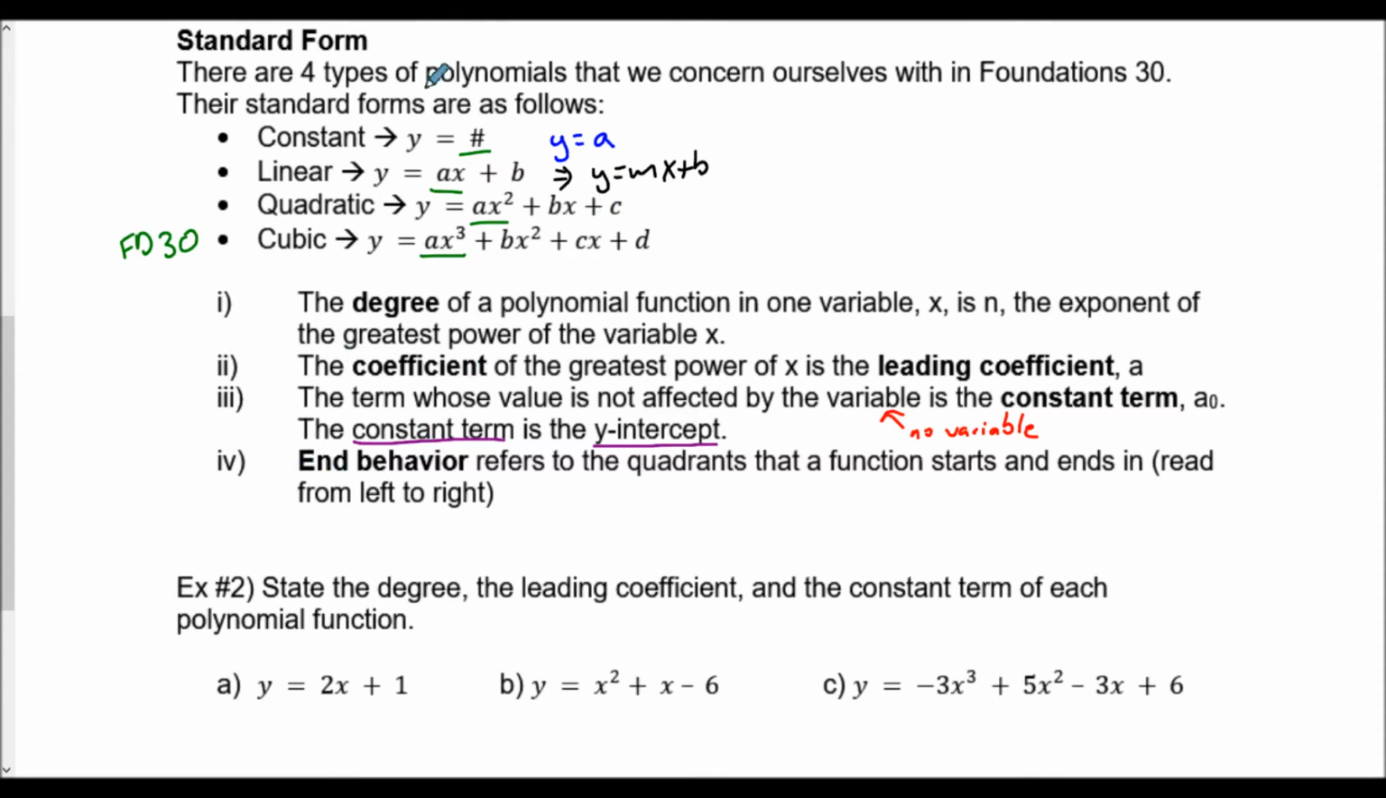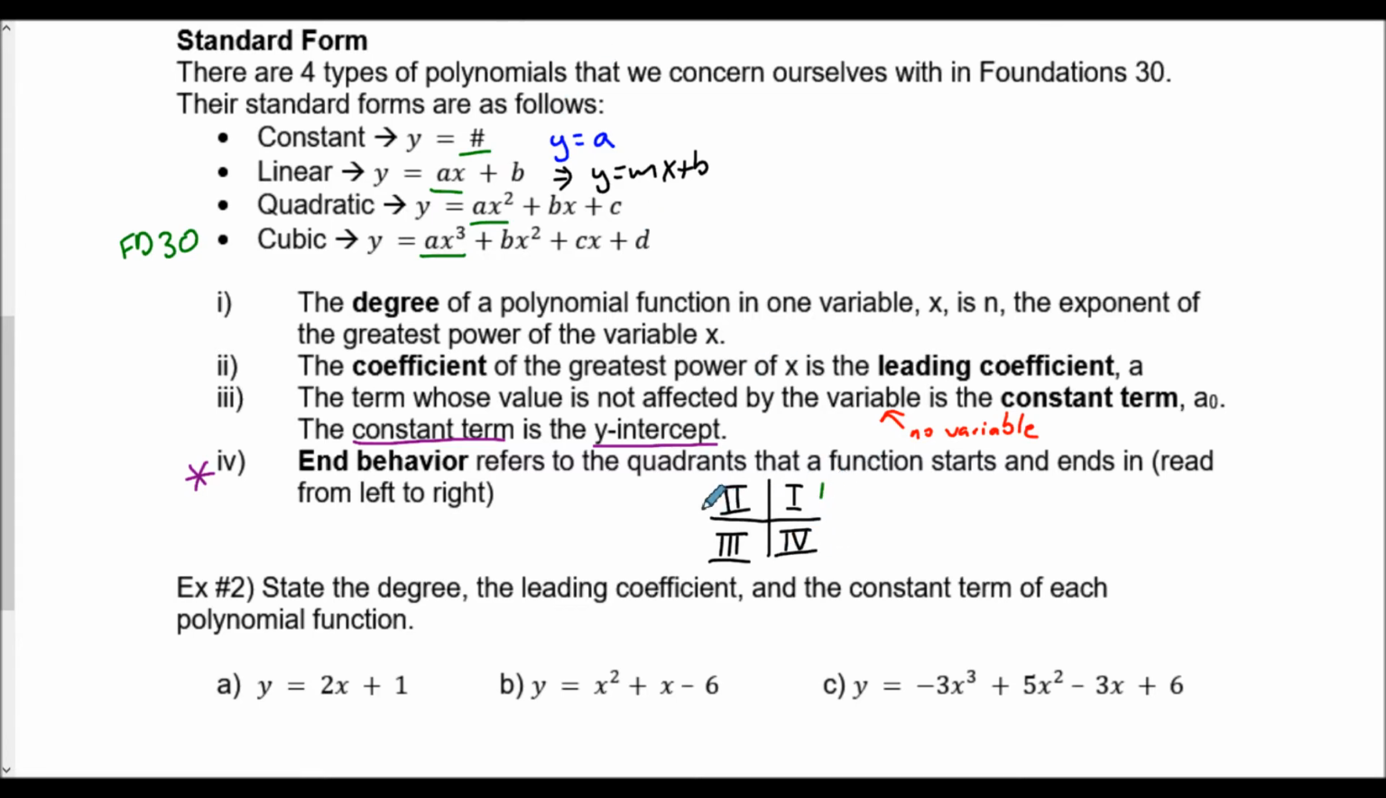Now here's somewhat of a new kind of concept, but it's not a huge stretch. It's talking about what's known as the end behavior. Now an end behavior refers to the quadrant that a function starts and ends in. You always read from left to right. When we talk about quadrants, we talk about the first quadrant being in the top right, second quadrant being at top left, sorry. Third quadrant, bottom left, and fourth quadrant in the bottom right.